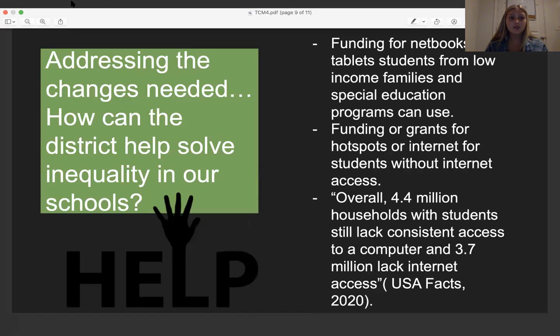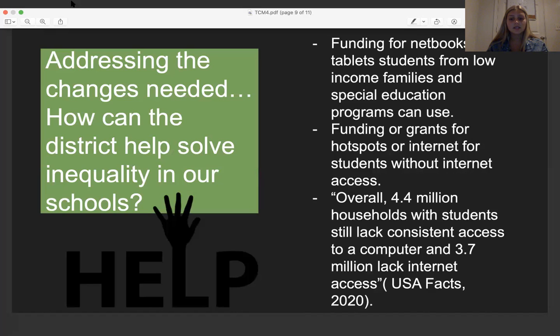Now let's talk about addressing the changes needed. How can the district help solve inequality in our schools? One way of doing this is funding for netbooks or tablets that students from low-income families and in special education programs can use. We can also have funding or grants for hotspots or internet for students without internet access.